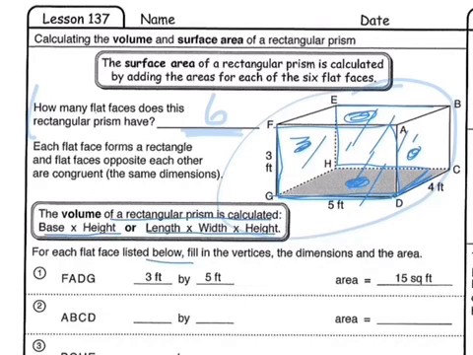Alright, so here we have, well, let's take a look at the sample one. FADG, that would be F, and then we go to A, F, oh, there's A hiding right there. FADG, talking about the front face right there. I'm outlining it for you.